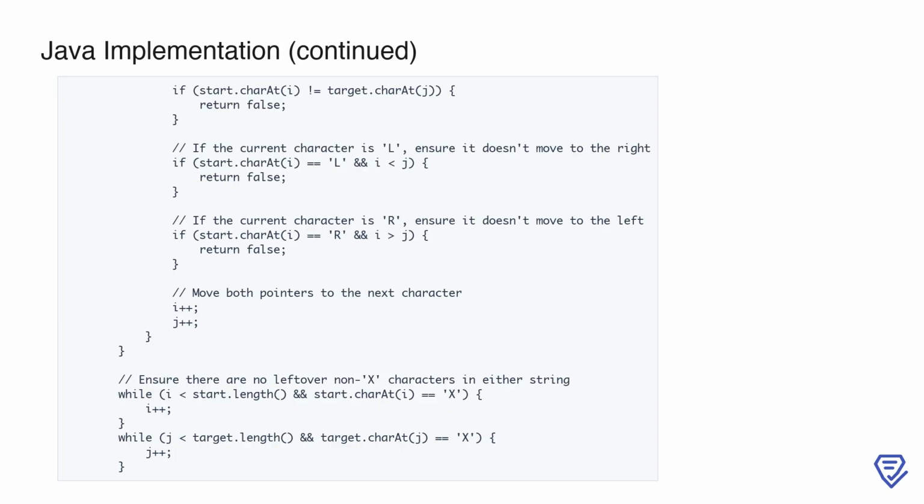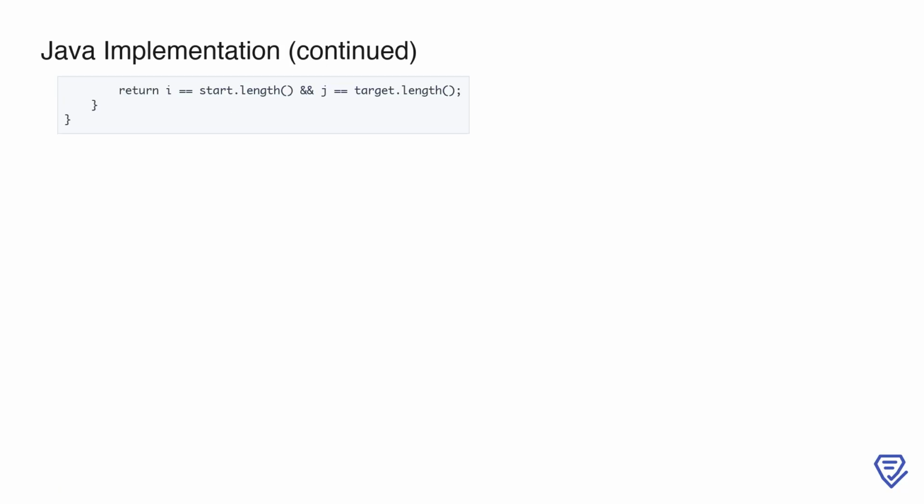After validating these constraints, we increment both I and j to continue checking the next characters in the strings. Finally, we ensure that there are no remaining non-X characters left in either of the strings after the main loop ends. To do this, we skip any trailing X characters in both start and target by advancing the pointers. Once we've handled this cleanup, we check if both pointers have reached the end of their respective strings. If they have, we return true, indicating that the transformation is valid. Otherwise, we return false as there are leftover characters, meaning the transformation is incomplete. This concludes the implementation of the can_transform method.